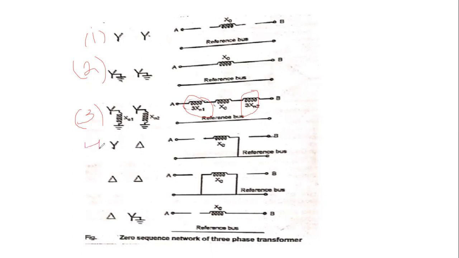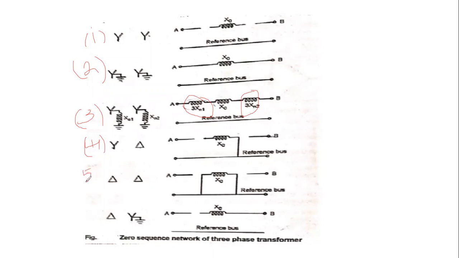And the fourth case is star with delta connection. Star ungrounded means open circuited. For delta on the secondary side, there is a path between the zero sequence and the reference, and this is also ungrounded. Therefore, it is open circuited.